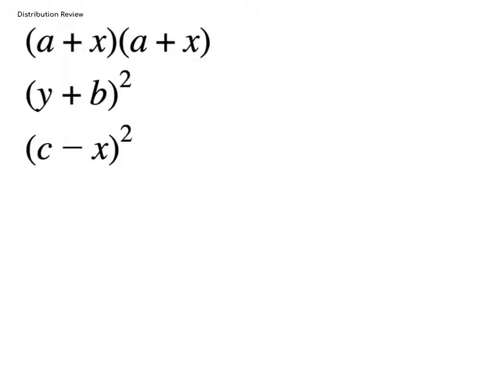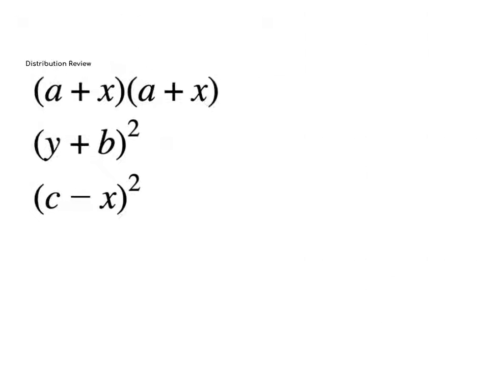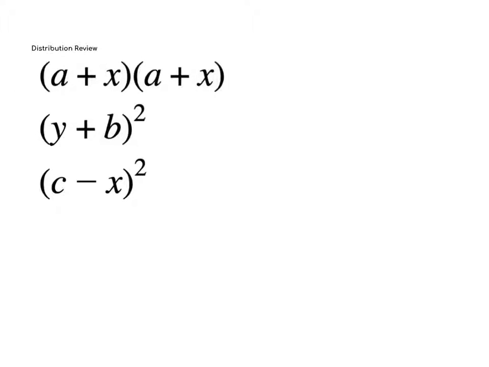I want to review some distribution before we get into some of the work that we're doing today. I just want to remind you of how we distribute and how that might look in a couple of different contexts. The first, if I've got a plus x times a plus x, we're going to end up with a squared and then plus ax plus another ax and plus x squared.